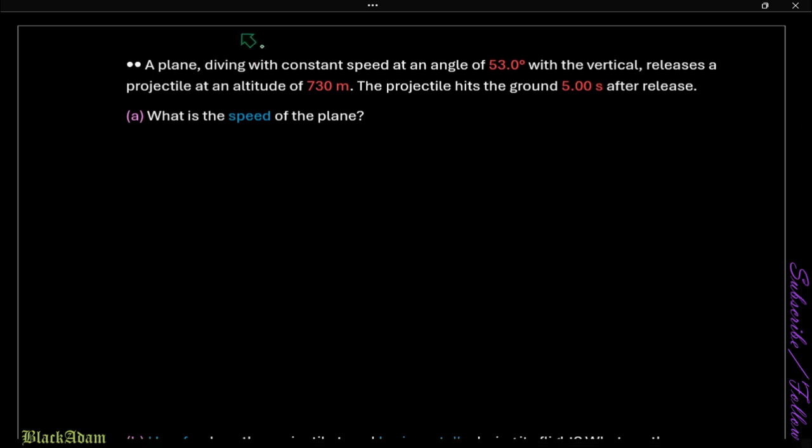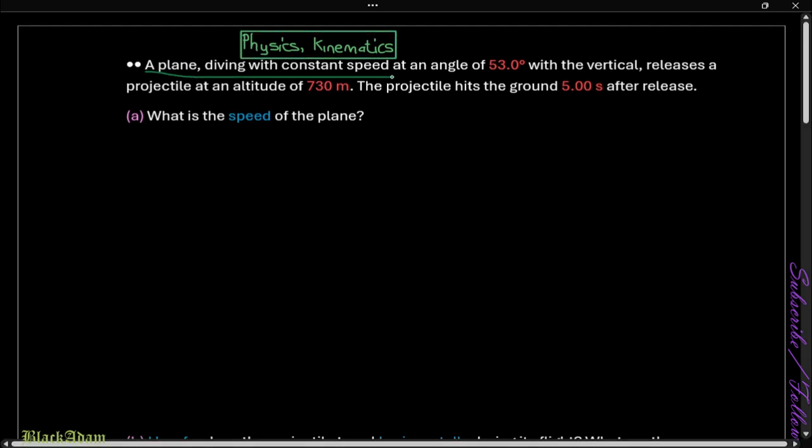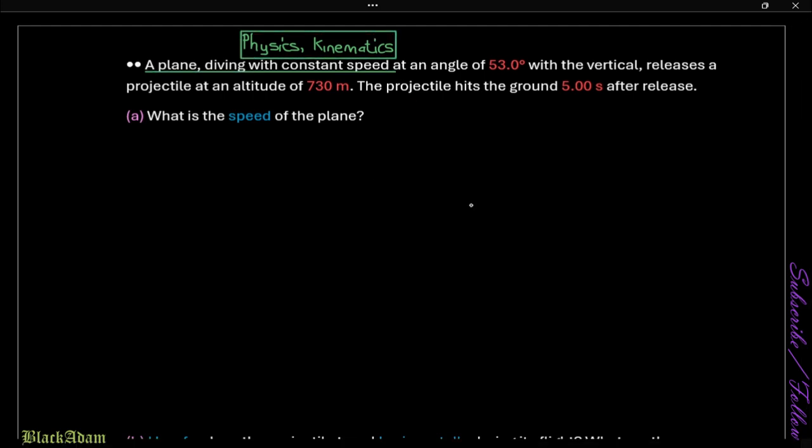Welcome to physics class. We have a kinematics problem. In kinematics, we deal with the motion of projectiles. A plane diving with constant speed at an angle of 53 degrees with the vertical releases a projectile at an altitude of 730 meters. The projectile hits the ground after 5 seconds of release, and we are required to calculate the speed of the plane.